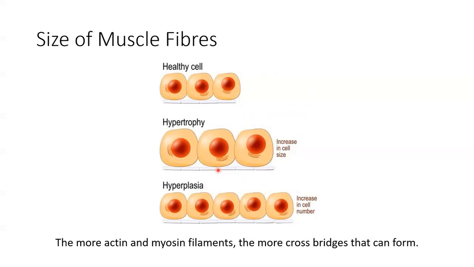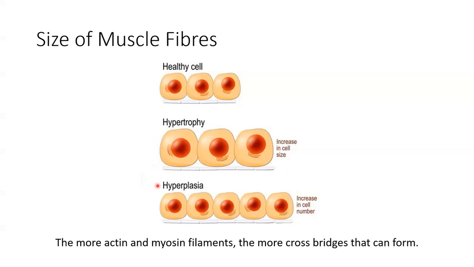We then have the size of muscle fibres. So with training, individual muscle fibres can actually increase in size. That increase in size will increase the number of myofilaments. The increase in myofilaments means more cross bridges, so more myosin and actin can bind, and more cross bridges can be formed. So this increase in muscle fibre size is called hypertrophy, where the muscle fibres themselves actually get bigger.